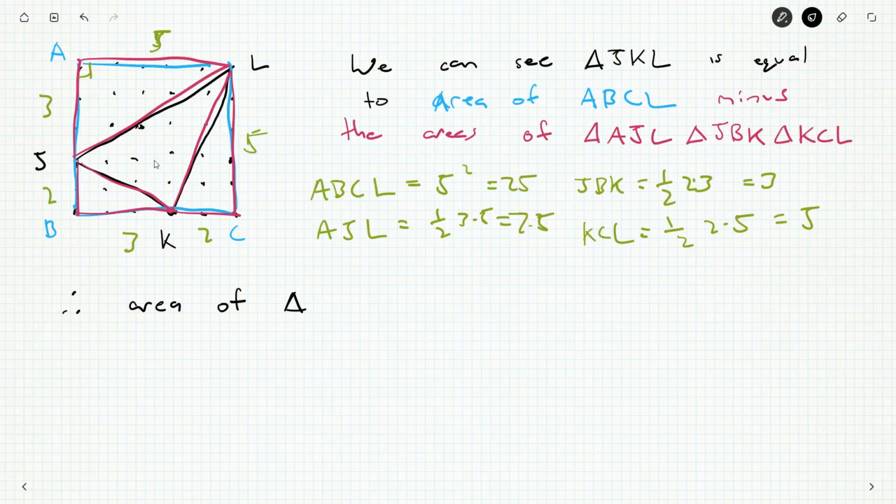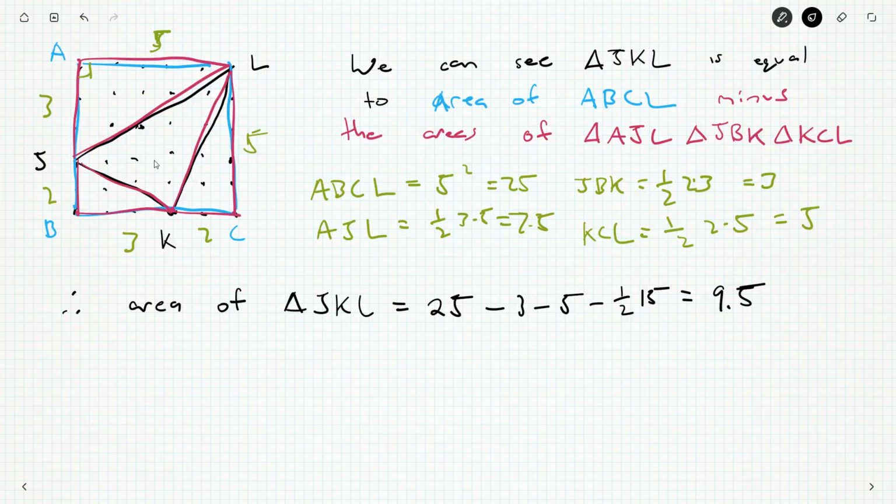So the area of triangle JKL is 25 minus 3 minus 5 minus a half 15, or 7.5. The 3 and the 5 is 8, so that's going to be 25 minus 8 is 17, minus 7.5 should be 9.5. Okay, you can put a box around it. We've got our therefore statement. We've also, more clearly than the last 2 times, actually explained the calculation we're making.